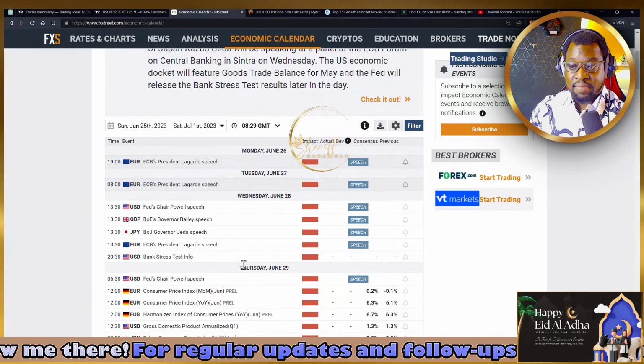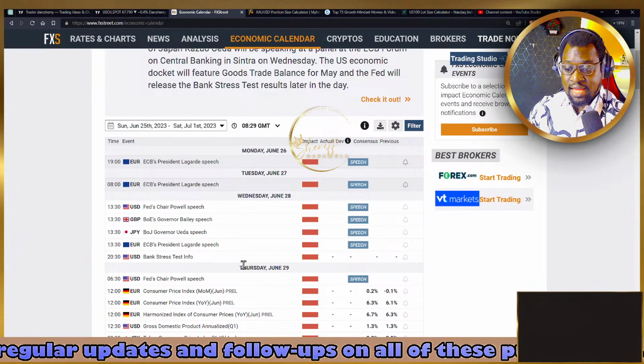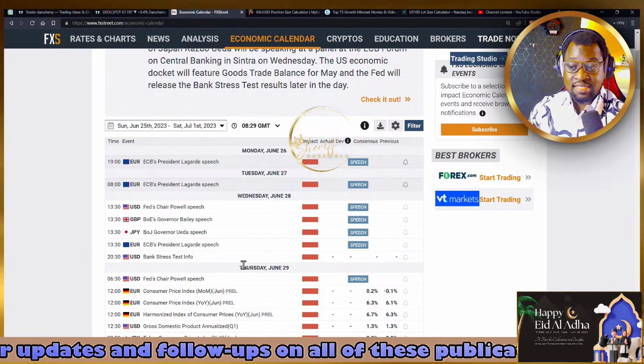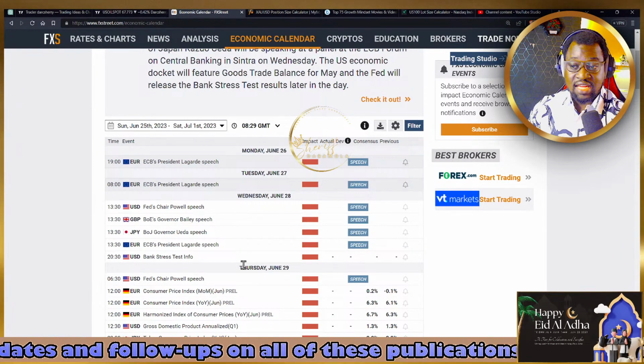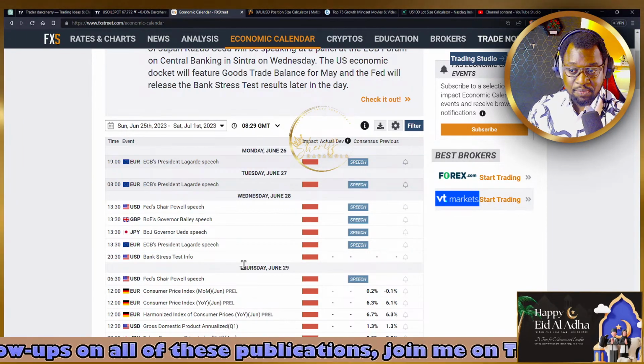So we are looking forward to this event, which is going to be happening simultaneously. We are going to see how the market will be anticipating this event from a technical standpoint and what we might likely look out for during the speeches.